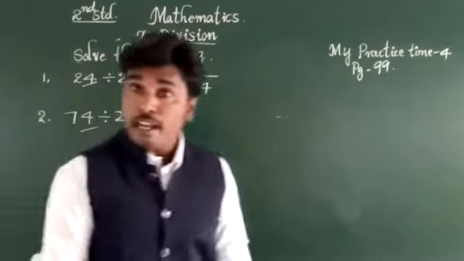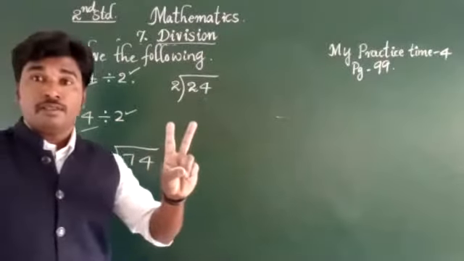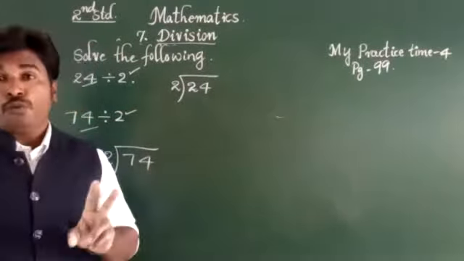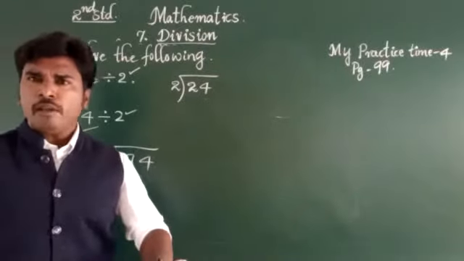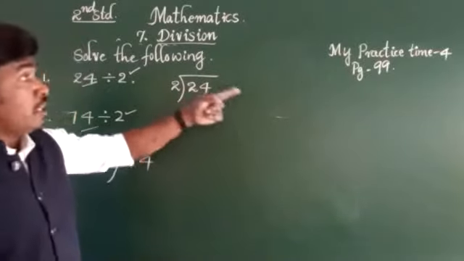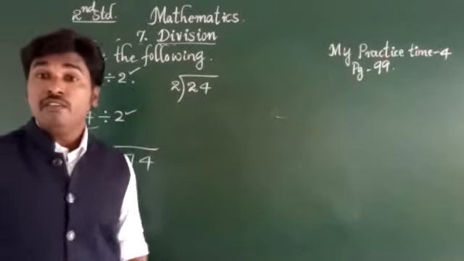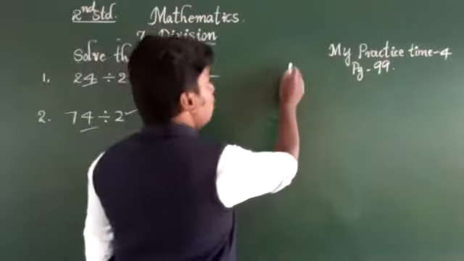Now what is the divisor, dear children? 2 is the divisor. So write the multiplication tables of 2. Whatever problems they have given, you write the multiplication tables of the given divisor. Here they have given 2.